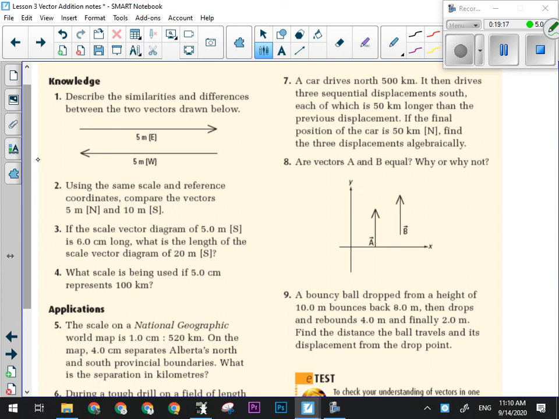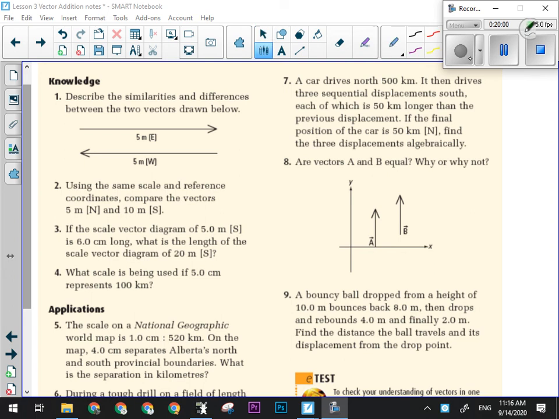So a car drives north 500 kilometers. It then drives 3 sequential displacements south, each of which is 50 kilometers longer than the previous displacement. So it goes like one displacement, and then the next one is that plus 50, and the next one is that plus 50 plus 50. Find the 3 displacements algebraically. See if you guys can figure that one out. You're going to want to draw the diagram and then make an equation where each leg of the diagram has, like, x plus whatever.